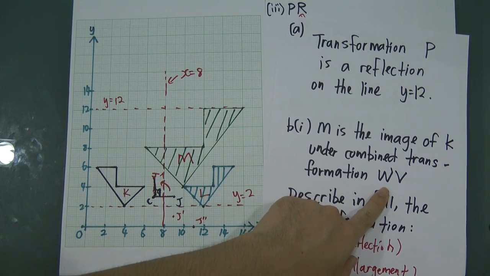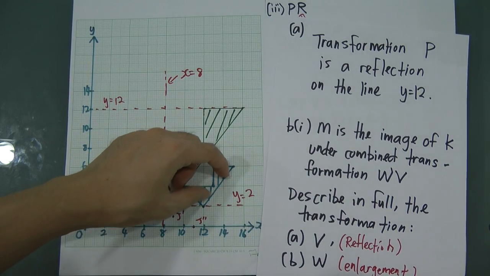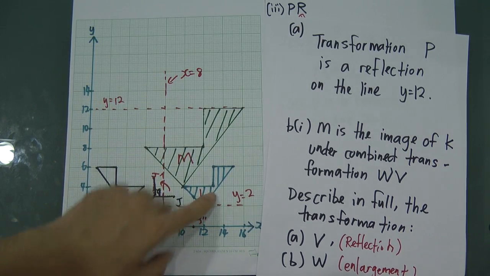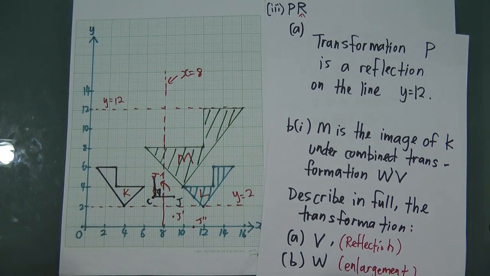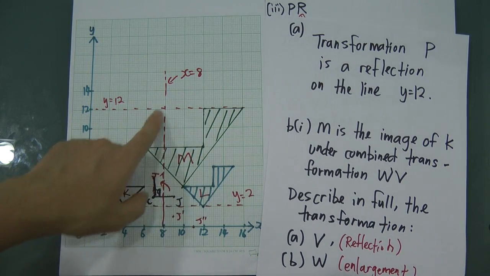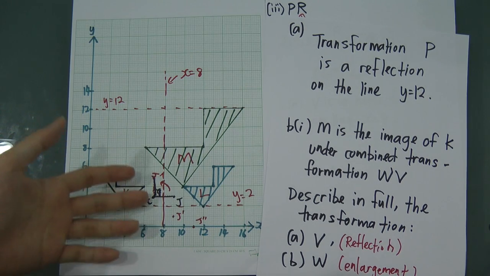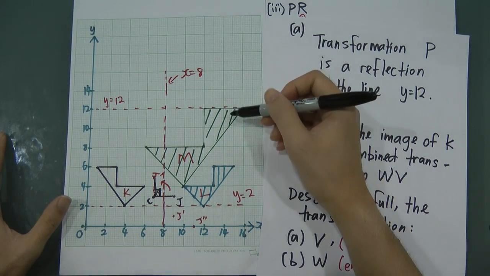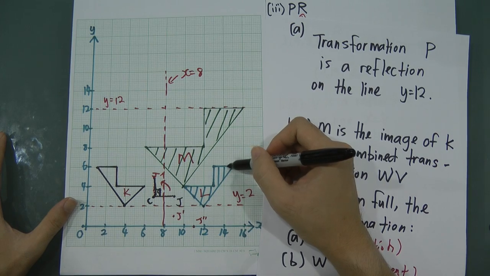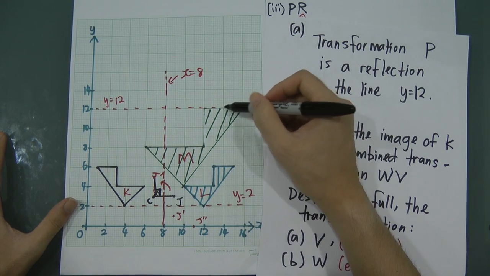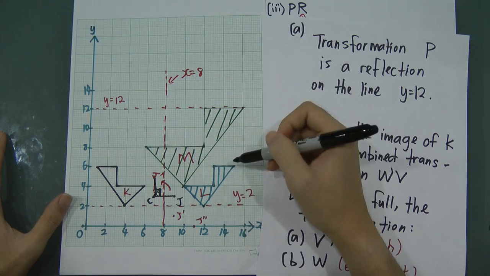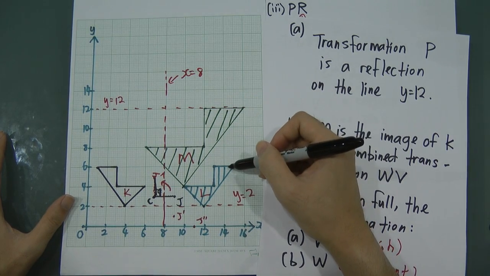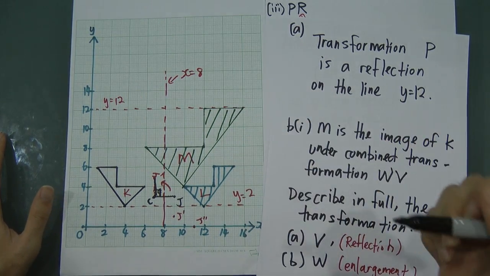After that, VW, so I know the next step is W. W is the enlargement. After he goes to L, he starts to enlarge. For enlargement, we need a few pieces of information: the scale factor, and the center of enlargement. Scale factor is very easy. You can calculate like this. This here is 1, 2, so here is 1, 2, 3, 4. This is the image, so image divided by object is 4 over 2. The scale factor is 2.